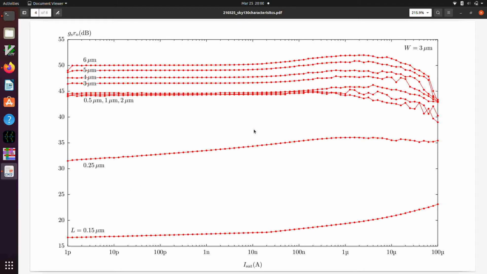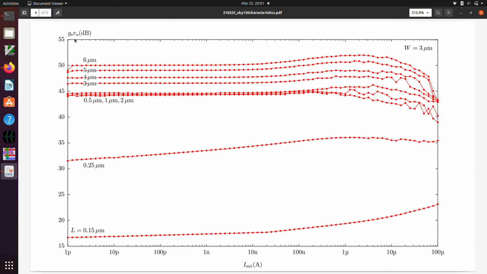This is some data that's meant to summarize a bunch of drain characteristics over a bunch of different transistors, all of width 3 microns and various channel lengths from minimum length of 0.15 microns all the way up, in this case, to 6 microns. And this is a plot of the intrinsic gain, GS times RO, expressed in decibels as a function of saturation current level.